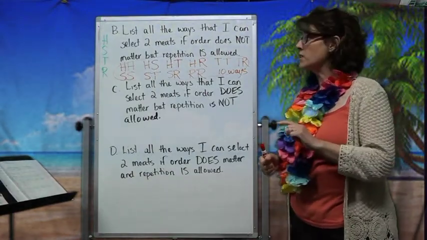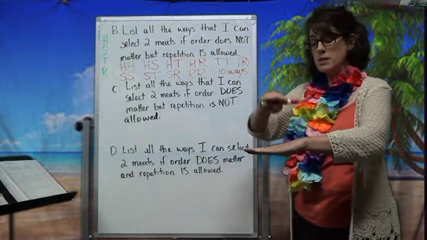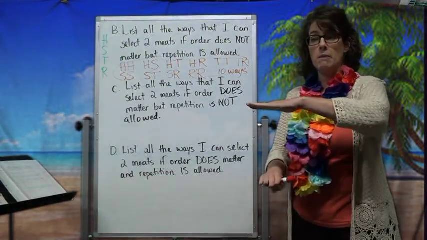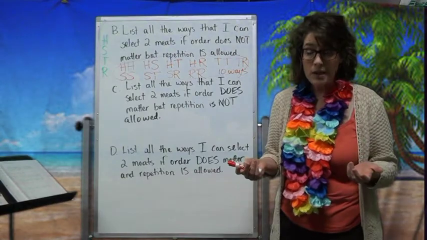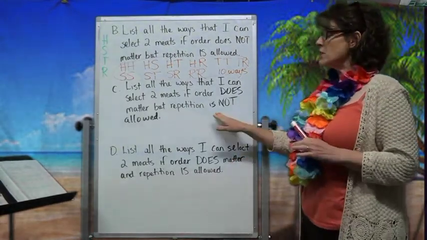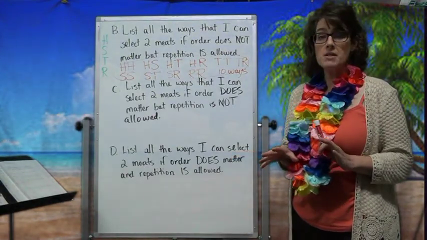So if order matters, then that means when I select ham and then I put salami on top of that, totally different sandwich than salami here, ham here. Flavor's the same to me, but the order is going to matter to this particular individual. But repetition is not allowed, so double the meats is not okay.